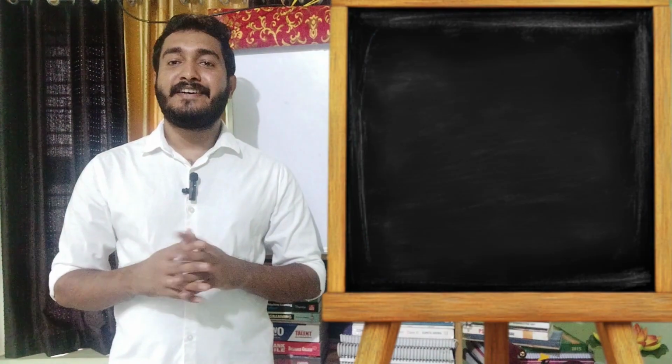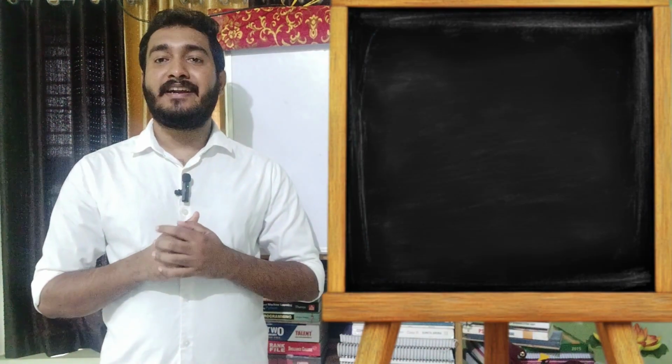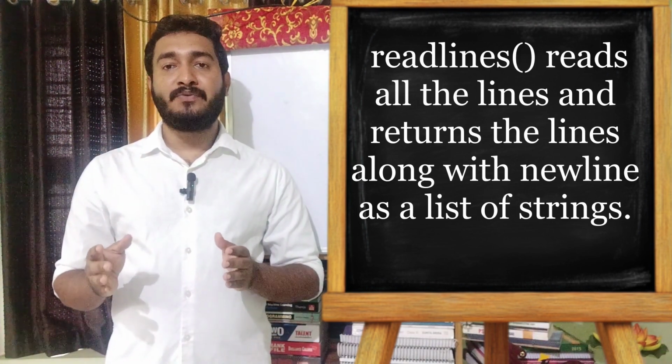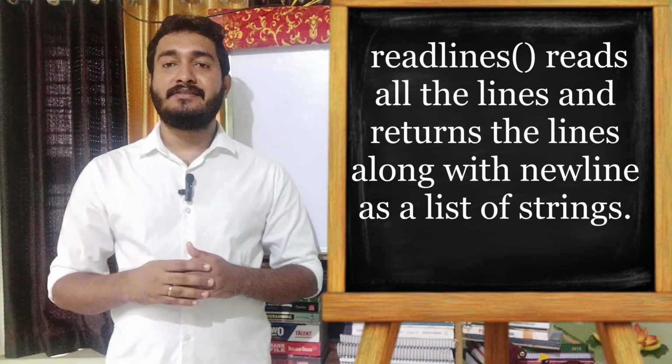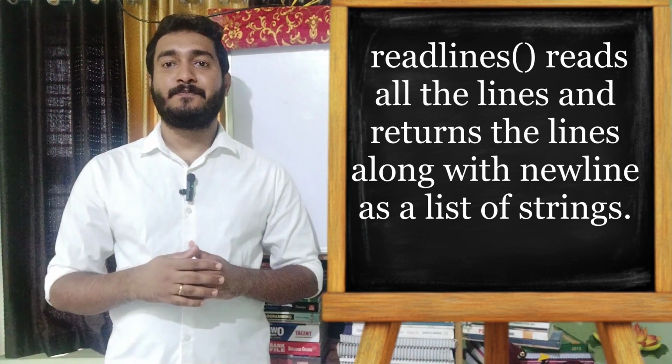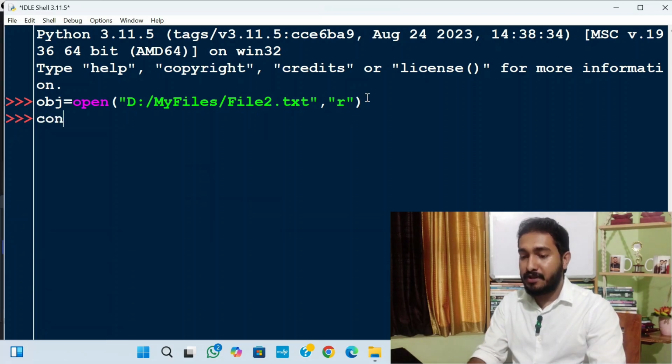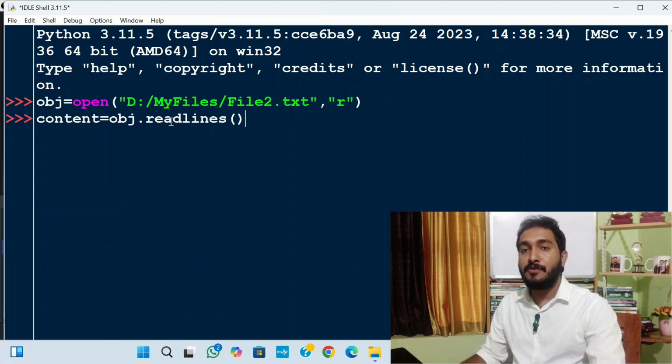So last we have the readlines method. So what is the readlines method? The readlines method will read the entire content of the file at once and return the content as a list of strings. I am going to open a file. Name of the file is file2. Going to open the file in read mode. Next, I am going to write content = obj.readlines(). So we know that readlines will read the entire content of the file and return the content as a list of strings. So that will be stored in content.